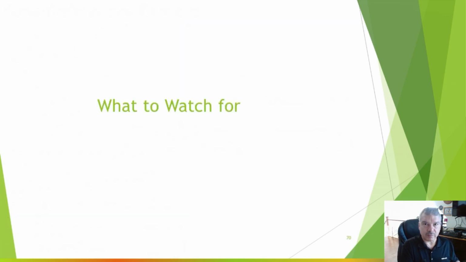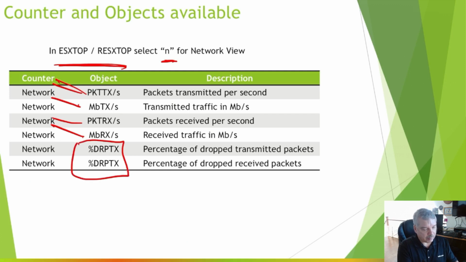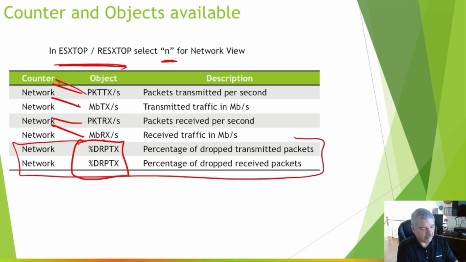Now, what should we watch for? For the most part, this is pretty straightforward. You got the packets transmitted per second. This is using ESXtop or RESXtop. And again, you use N for the networking view, which I'll demo. And I'll show you these. So you got packets transmitted, packets received. Megabits per second transmitted, megabits per second received. Pretty straightforward. And these two are probably the big ones here to see if you're having issues. The percentage drop transmit and the percentage drop received, right?